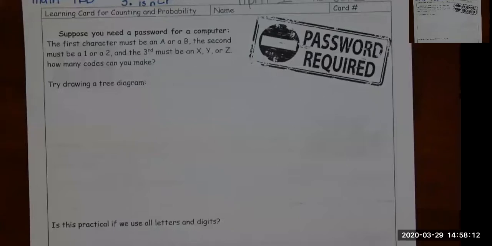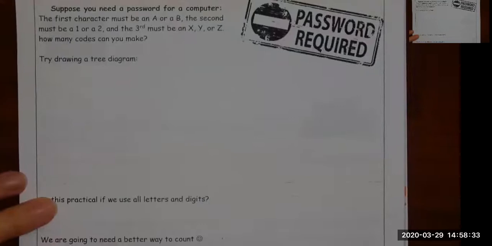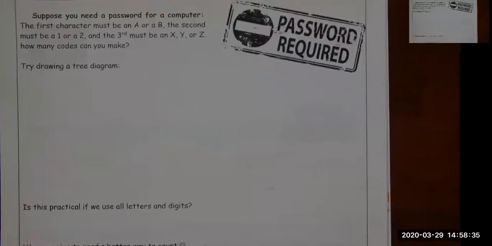Now, in our last chapter, we did what we're going to do today, which is drawing a tree diagram, and we're going to talk about the fact that that's really not efficient, because if I gave you all 10 digits and all 26 letters, you'd be here all day making a tree diagram. So we're going to see if we can find a faster way to do this. But I want you to see, we're going to work out a small one just so you get the idea of what our arithmetic is going to do for us.